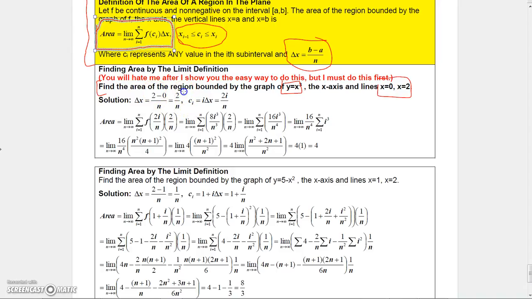So we can say that c sub i, since we can use any point, let's use the one where we only multiply by i. I don't care if it's the left endpoint or the right endpoint. I'm going to use the one where we just have i times delta x. So I'm going to let c sub i just simply be i delta x. And so i times 2 over n would be 2i over n. So now, based on this theorem, the area is the limit as n goes to infinity of this sum from 1 to n, f of 2i over n times 2 over n.